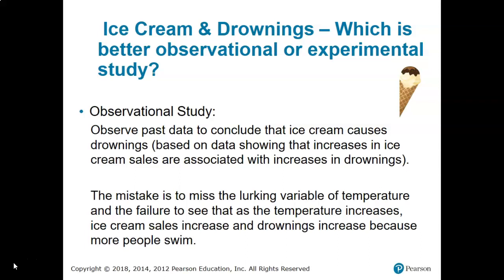So as the temperature goes up, there's going to be more ice cream that's being sold, but there's also more people swimming and therefore more drownings because of that. So there's that lurking third variable that's going to be affecting this. It's really not going to show up if you try to conduct this as a purely observational study.